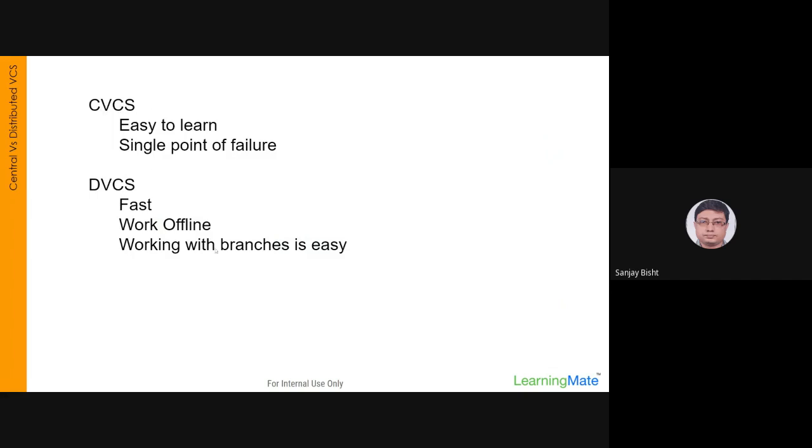Whereas if you see the distributed version control system, we have different benefits. It is very fast as compared to the centralized version control system. Any guesses why it is faster than the central version control system?